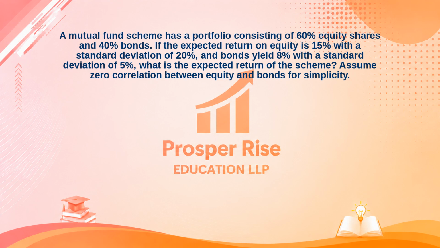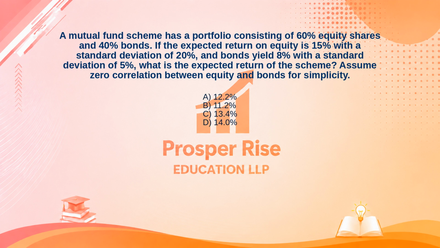A mutual fund scheme has a portfolio consisting of 60% equity shares and 40% bonds. If the expected return on equity is 15% with a standard deviation of 20% and bonds yield 8% with a standard deviation of 5%, what is the expected return of the scheme? Assume zero correlation between equity and bonds for simplicity.